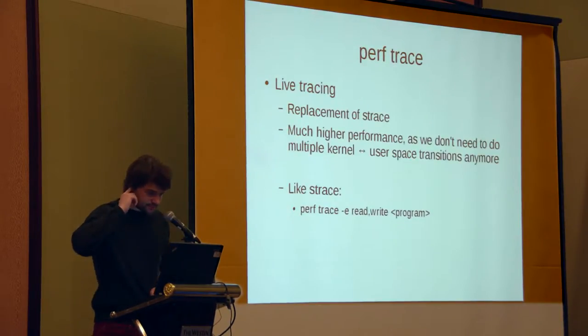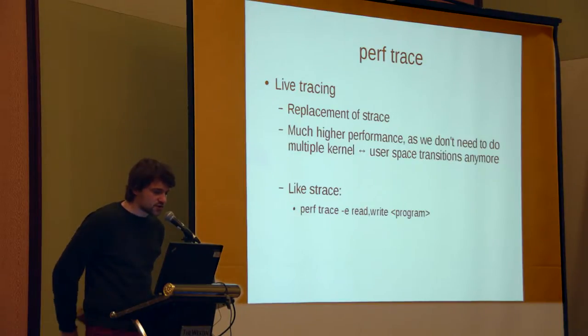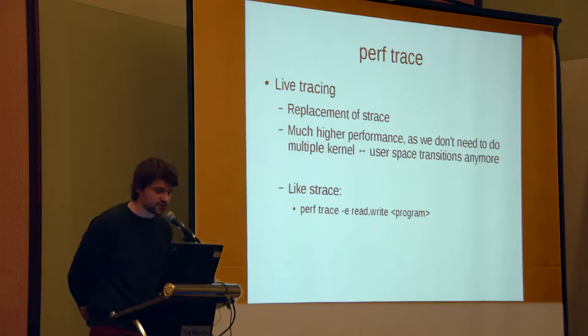I said that perf is mostly post-mortem analysis, and there's a new tool coming up which is perf trace, which I more and more use as a replacement for strace, because strace is very, very slow. It does a user space kernel transition two times for every syscall. Perf trace just uses the tracing infrastructure to emulate strace, which is a big performance improvement, because perf trace just writes to the ring buffers perf provides, and user space can easily extract the data from there, in bulk.